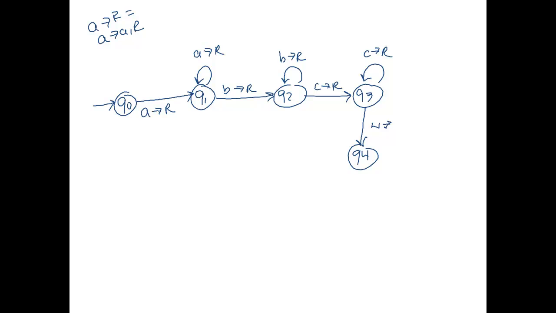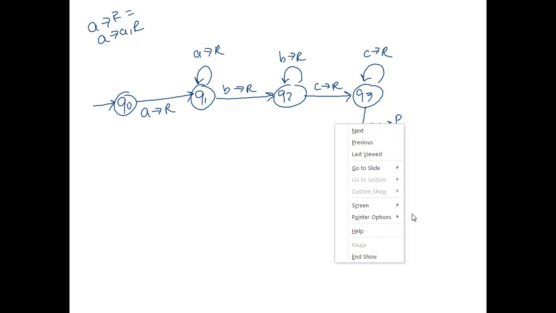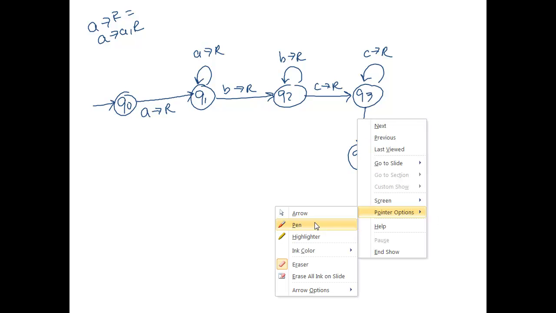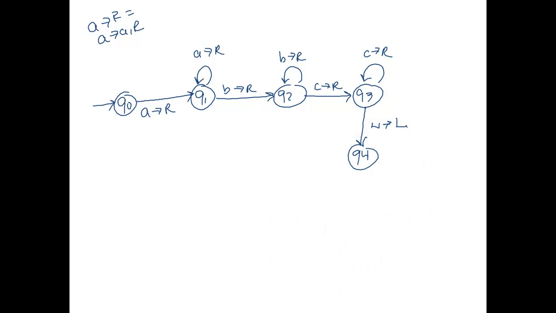So I'm going to hit the blank. Whoops, I don't want to move right. I want to move left, and I want to go back to my string, to my input. Okay. So by the time I've hit Q4, it means my string's in the right format and I have at least one of each character.